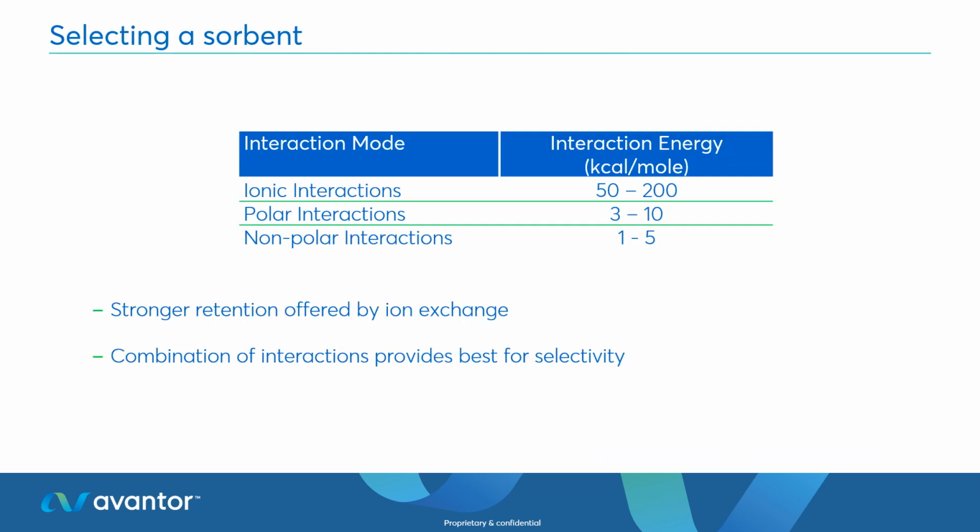One of the first things to consider is the selection of the sorbent. For oligonucleotides, I've already mentioned that they have a variety of different interactions that they can have. If we look at the different types of interactions that SPE sorbents have, they can have ionic, polar, or non-polar. Stronger retention is provided by ion exchange. That may potentially give better selectivity because it allows for the removal of more matrix components potentially. If we can combine interactions, that should give us better selectivity.